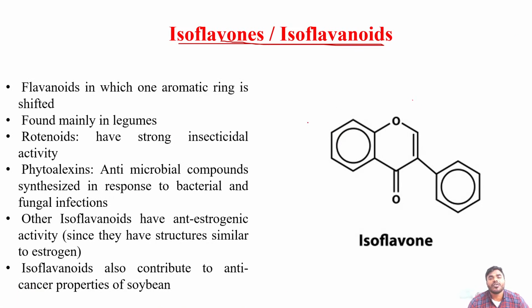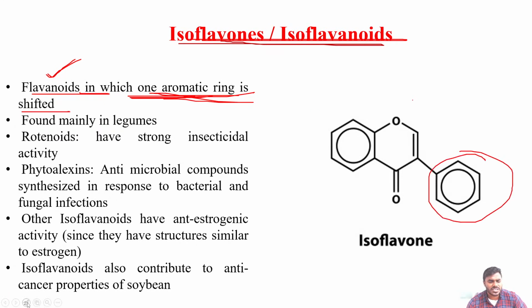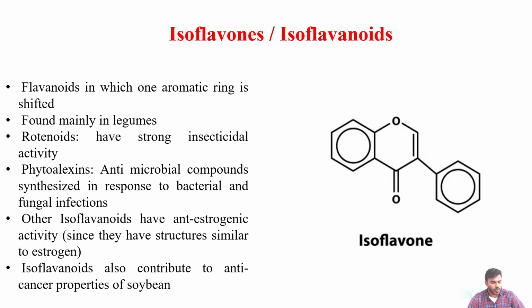The only difference is, my friends, isoflavones or isoflavonoids are a type of flavonoid only. Don't get confused. They are a type of flavonoid in which one aromatic ring is shifted. You can see here, the ring is shifted. That's the only difference with respect to the structure, nothing else.